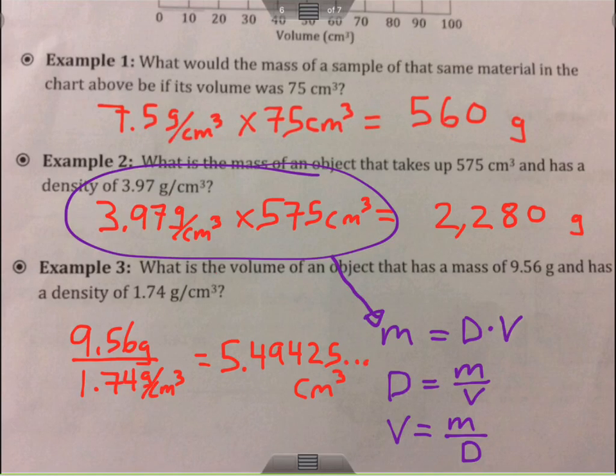Keeps going forever, right? We definitely don't get that many sig figs. How many sig figs do we get? We get 3. 9.56 only has 3. 1.74 only has 3. So how would this round so it only has 3? 5.49. Okay, centimeters cubed. Questions?